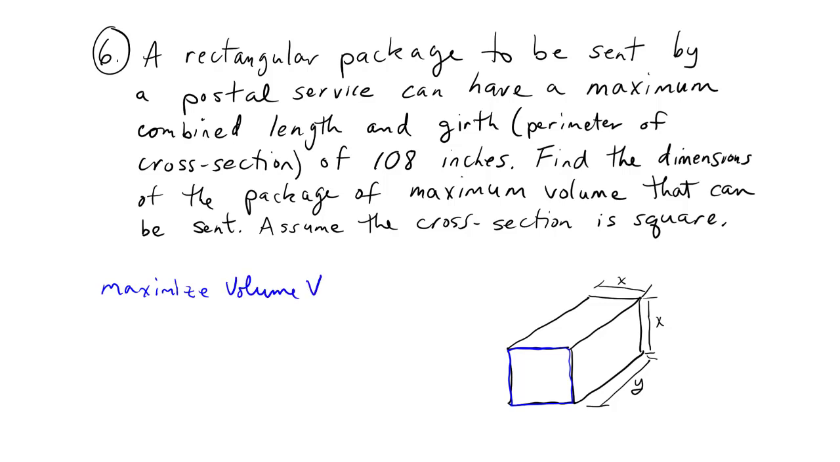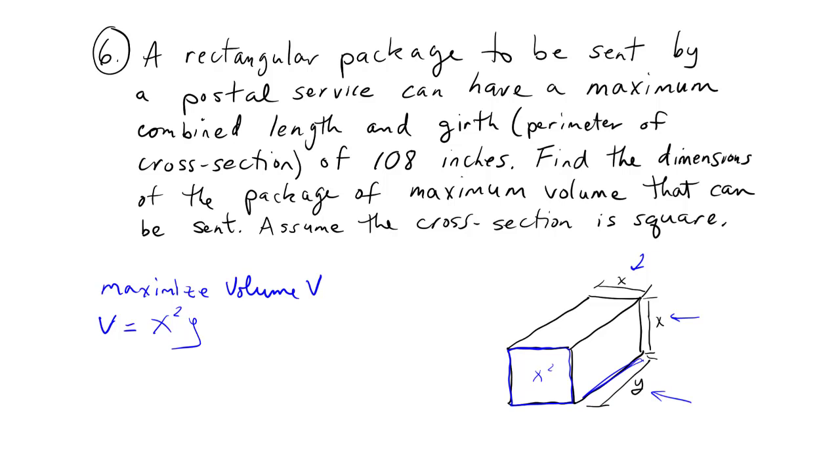All right, and let's take a look. So we already have some dimensions here. Because we said that the cross-section is going to be square, we have that as x by x, and then we have the length of this package as y. That means that we could write the volume as x times x, giving us x squared for the area of that cross-section, times y, to give x squared y as the volume.